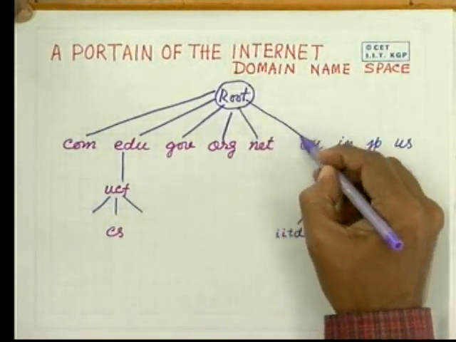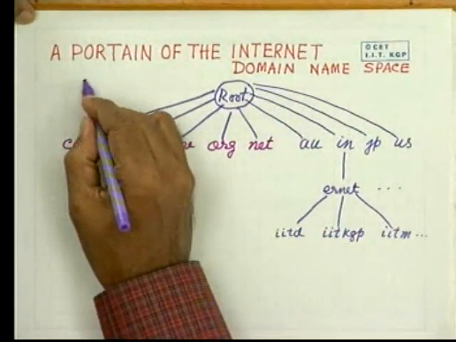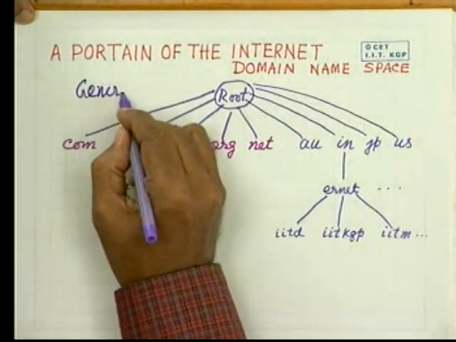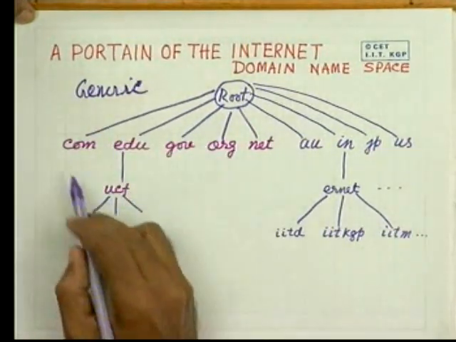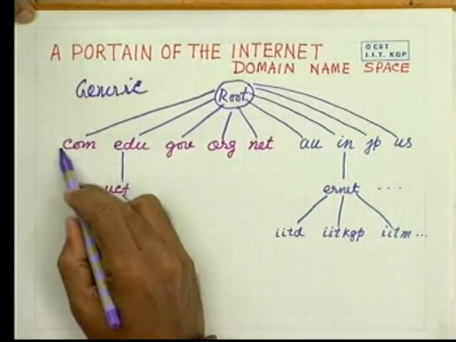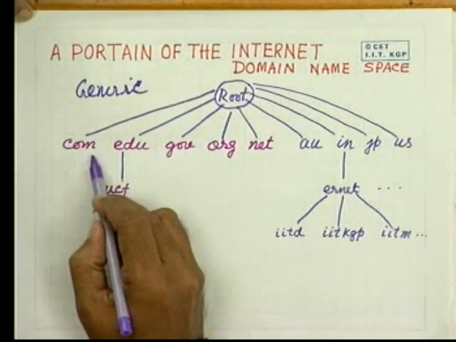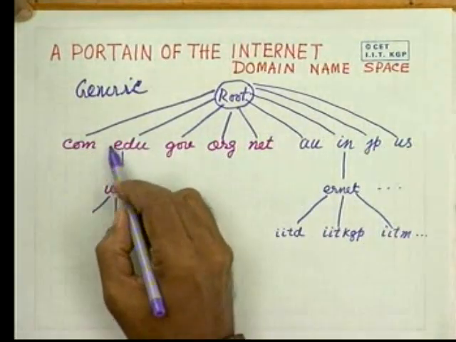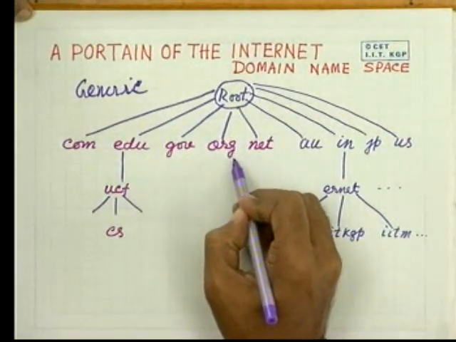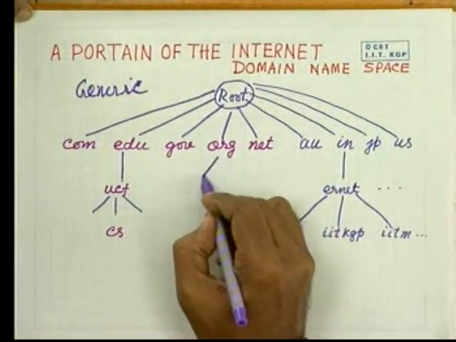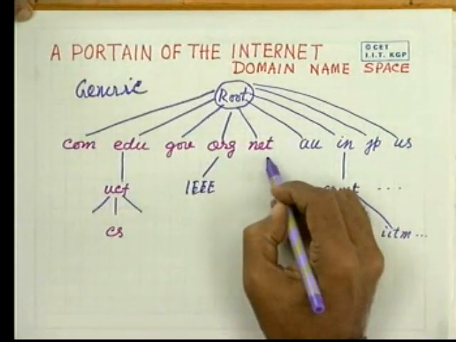These domain names have two different flavors. One is generic. Under this generic category, it is based on the use, or rather the category, of the different systems. For example, COM stands for commercial organizations, EDU stands for educational organizations, government stands for government organizations, and ORG stands for professional organizations like IEEE, and so on. NET is for the network service providers.